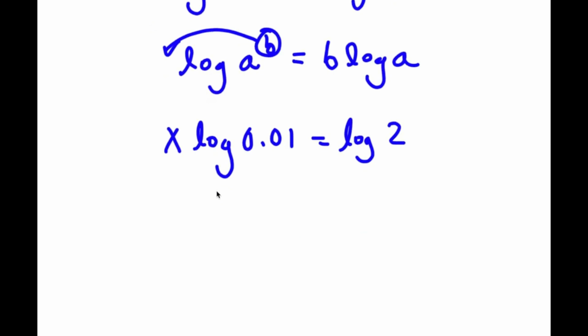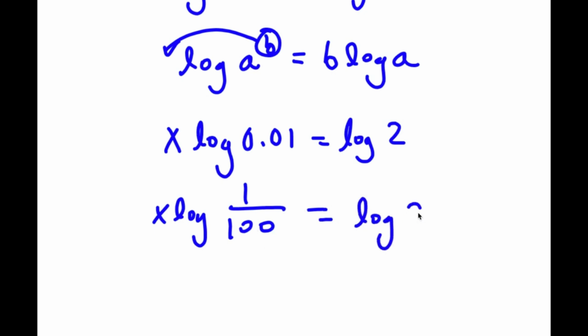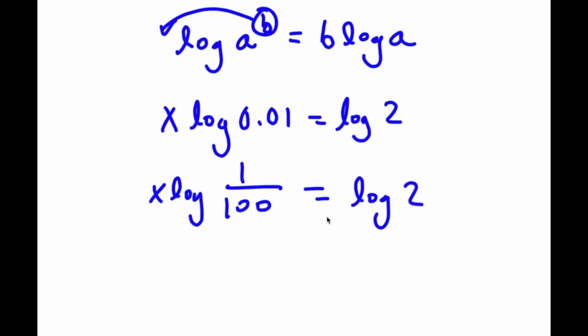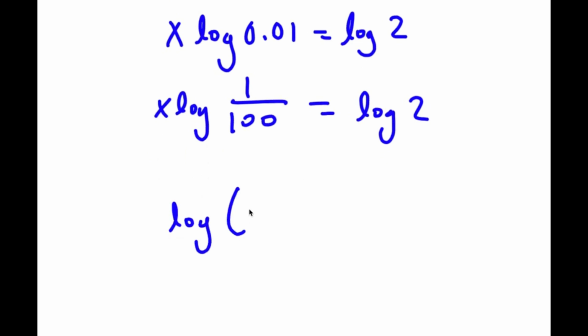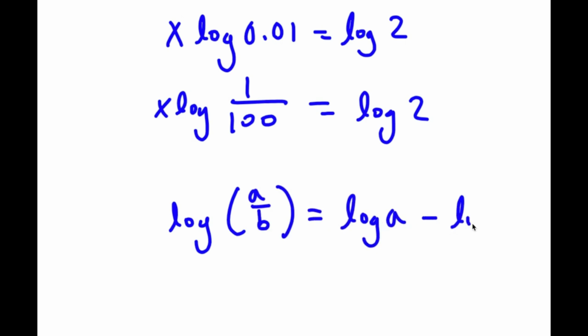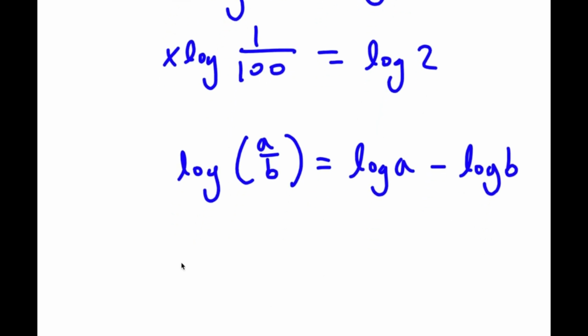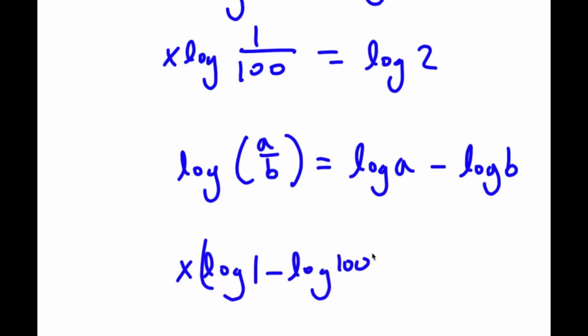Now 0.01, this is the same thing as 1 over 100. So now I have x times log of 1 over 100 is equal to log 2. Now if I have something in the form log of a over b, this is equal to log a minus log b. So in this case, I have log of 1 over 100. I can rewrite this as x times log 1 minus log 100. This is equal to log 2.